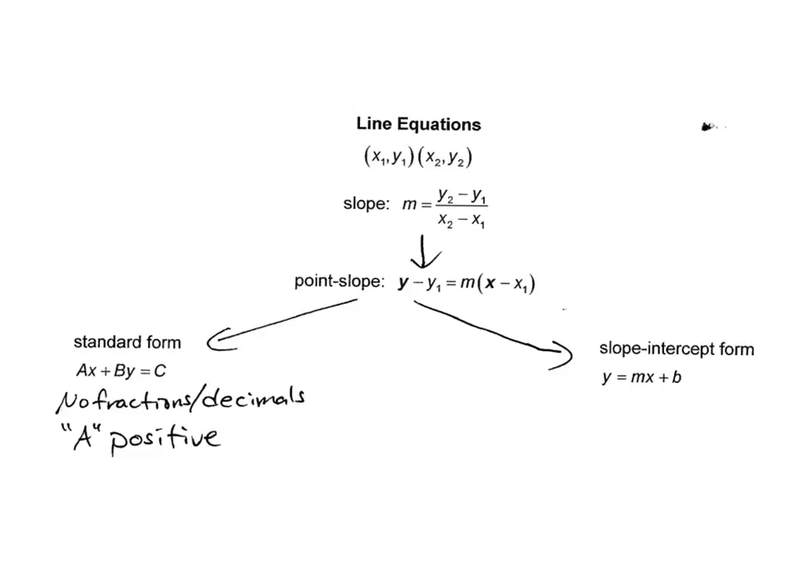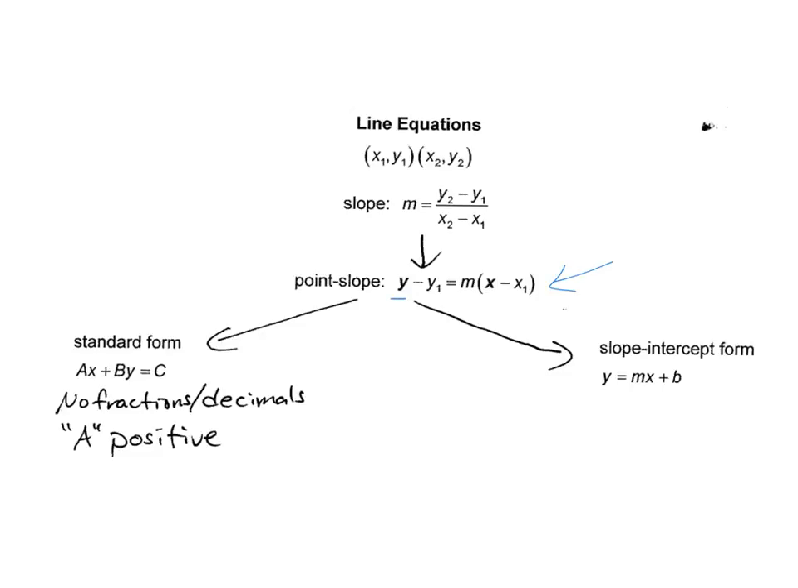I always use this little flow chart. And I start with 2 points at the very top, x1, y1, x2, y2. And from there you calculate the slope with the slope formula. Sometimes you're given the slope and then you don't have to do that part. Then I always go to point slope form.